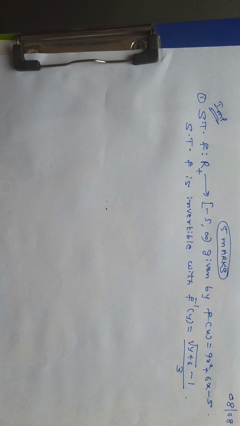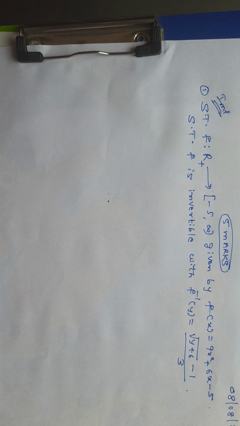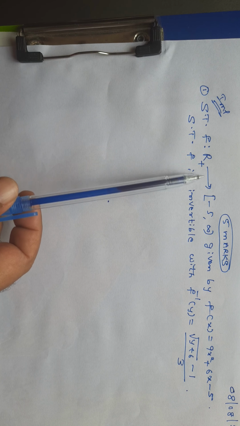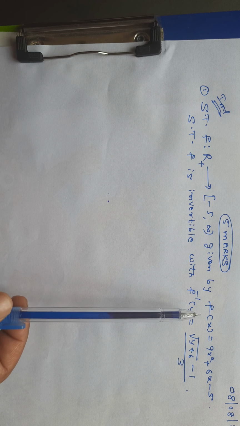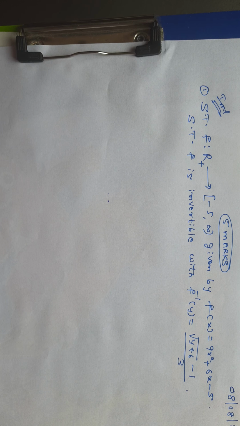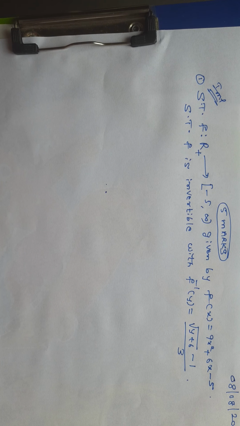Okay, in today's class, let us discuss another 5 marks problem. See, let us read the problem here. Show that f from R plus to minus 5 comma infinity, semi-open interval, given by f of x equals 9x square plus 6x minus 5.